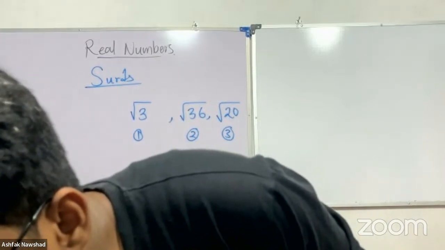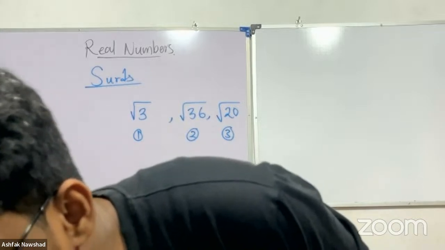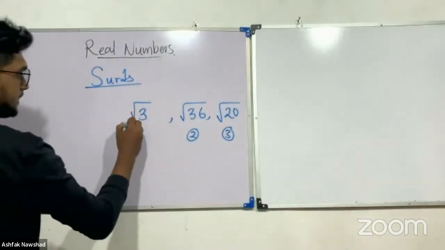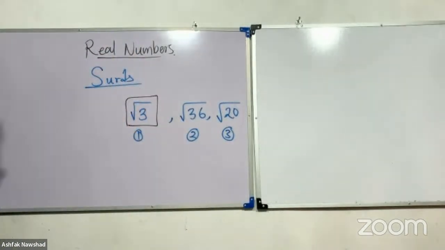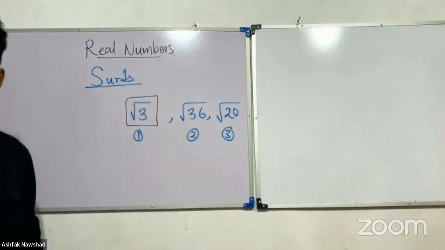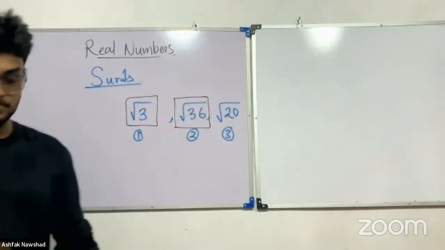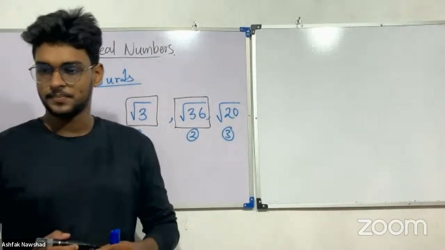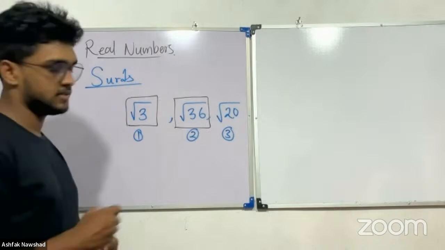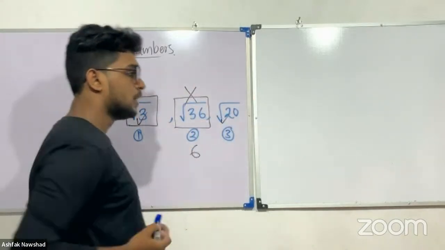Is it only 1? Exactly, it's 1 and 3. Because 3 is not a perfect square, it doesn't have a perfect root. But 36 has a perfect root. What is the square root of 36? Yes, the square root of 36 is 6. So this cannot be a surd. These two are surds.